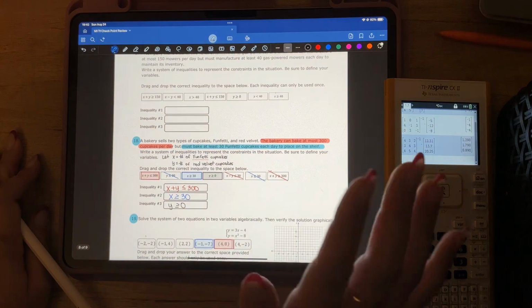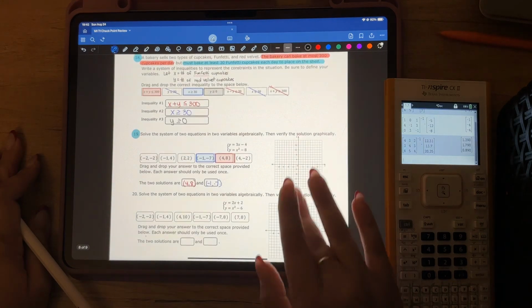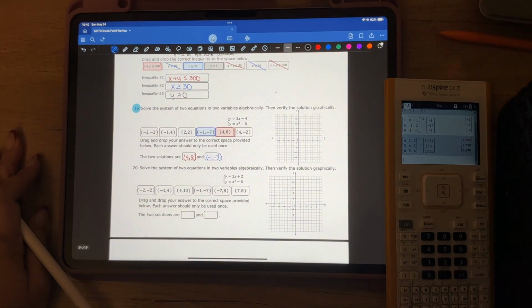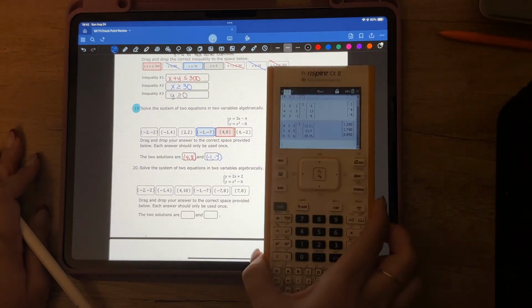17 and 18, there's no way to use a calculator to help you. And then 19 and 20 are just like number 1. So you can graph these on the calculator and find where they intersect. So I will show you on this one.